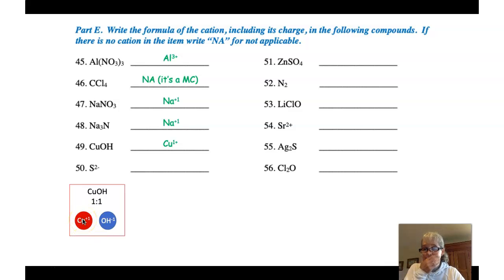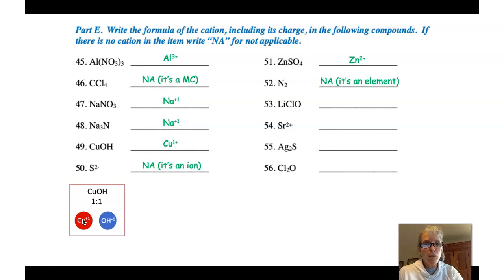Okay, 50 is an NA. That's clearly not a cation, and it's not an ionic compound. 51 is a +2. Zinc is always +2. Even though it's a transition metal where usually things have variable charges, zinc is always a +2. The nitrogen is an NA because it's an element.